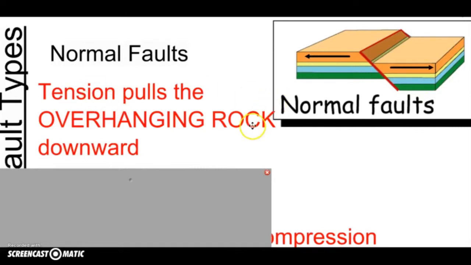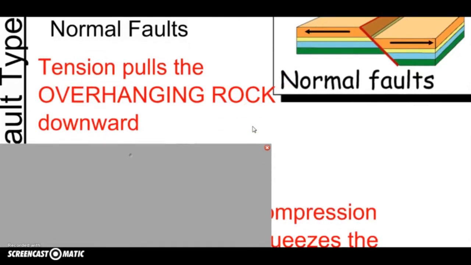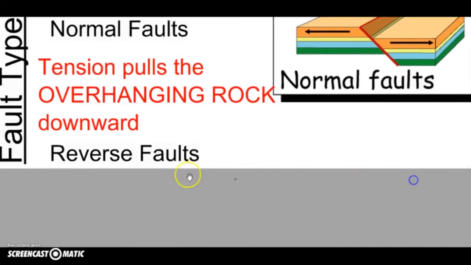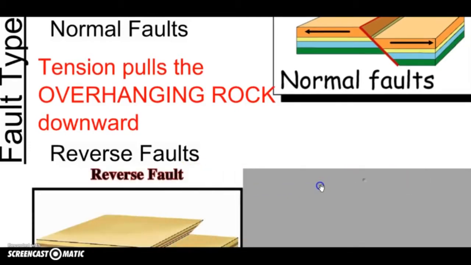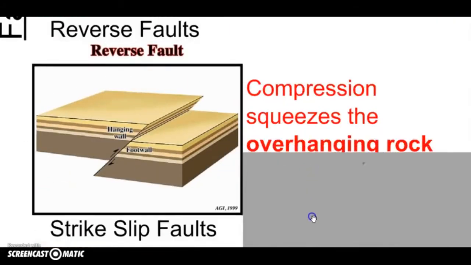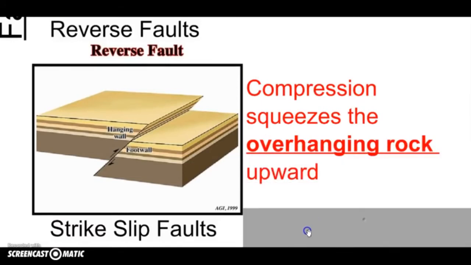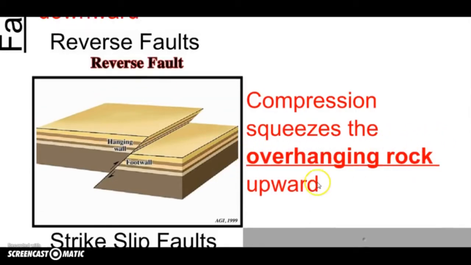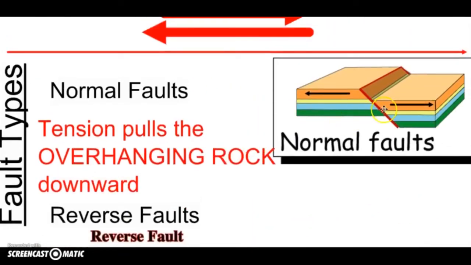The second type of fault, and we're going to come back to these here in a moment, is reverse fault. A reverse fault is the opposite. So if this one has to do with tension, this one has to do with compression. So compression squeezes the overhanging rock upward. And I would underline this in your notes as well, because the overhanging rock is how we identify the different types of faults.